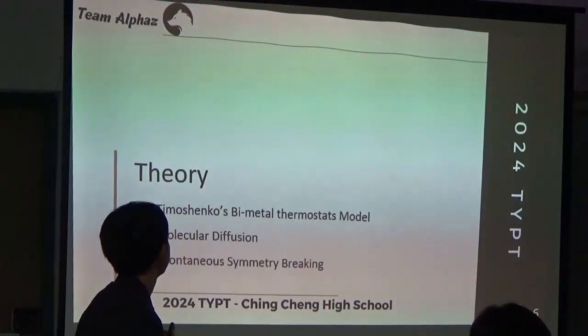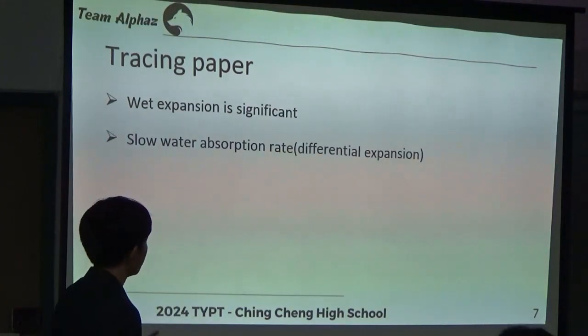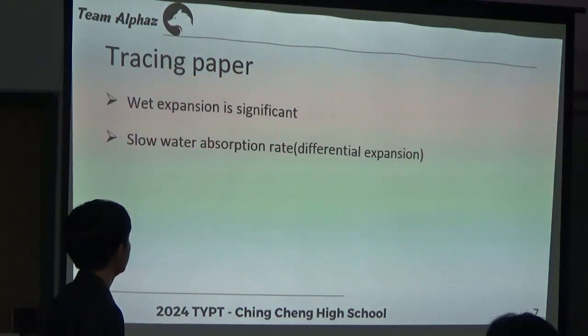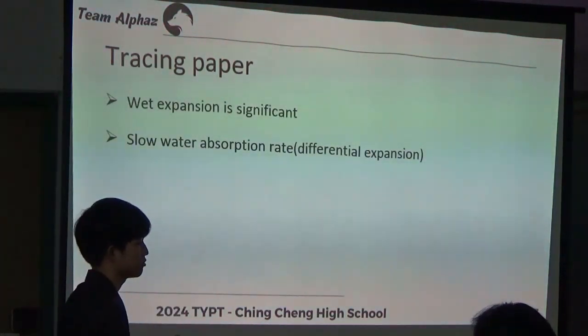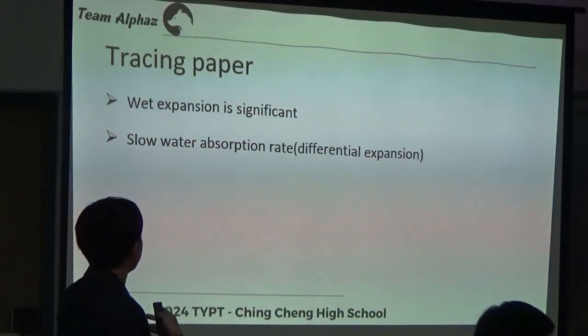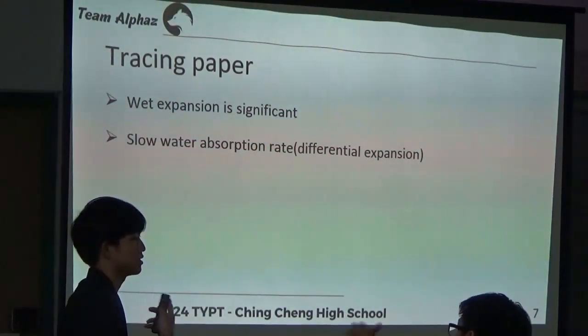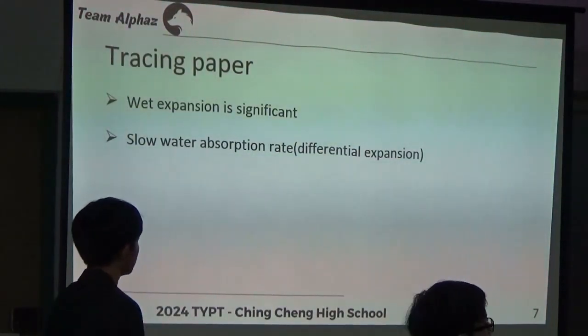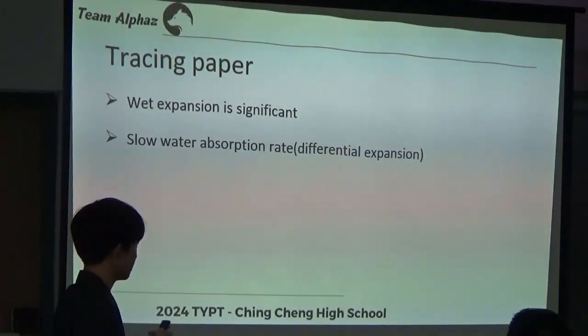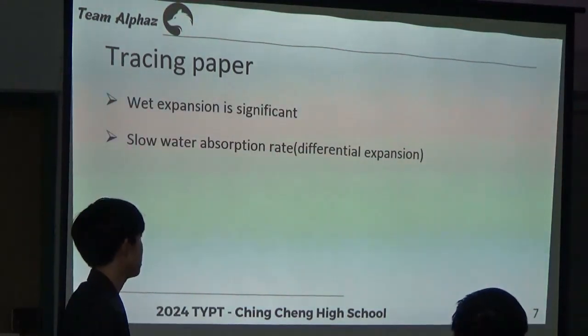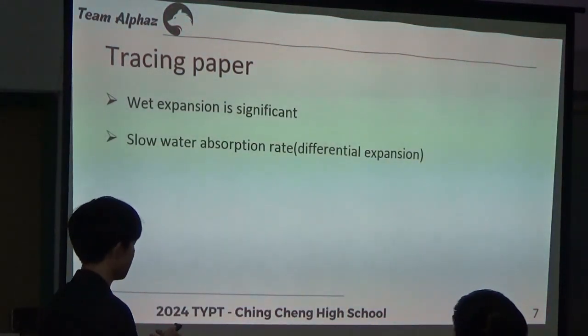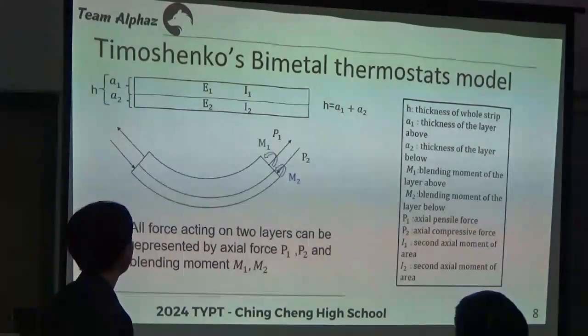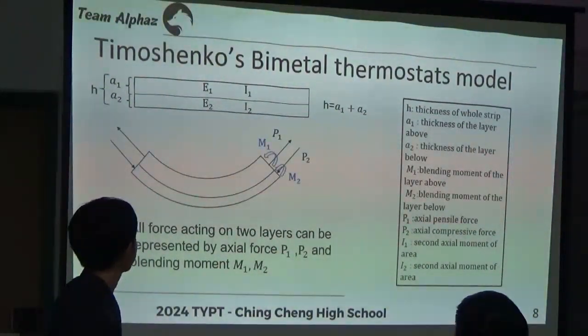And here is the theory. We first talk about the tracking paper and why we use the tracking paper. Because its expansion is significant and it has a slow water absorption rate, and because it has different expansion in the paper. And here is the thermocycles.